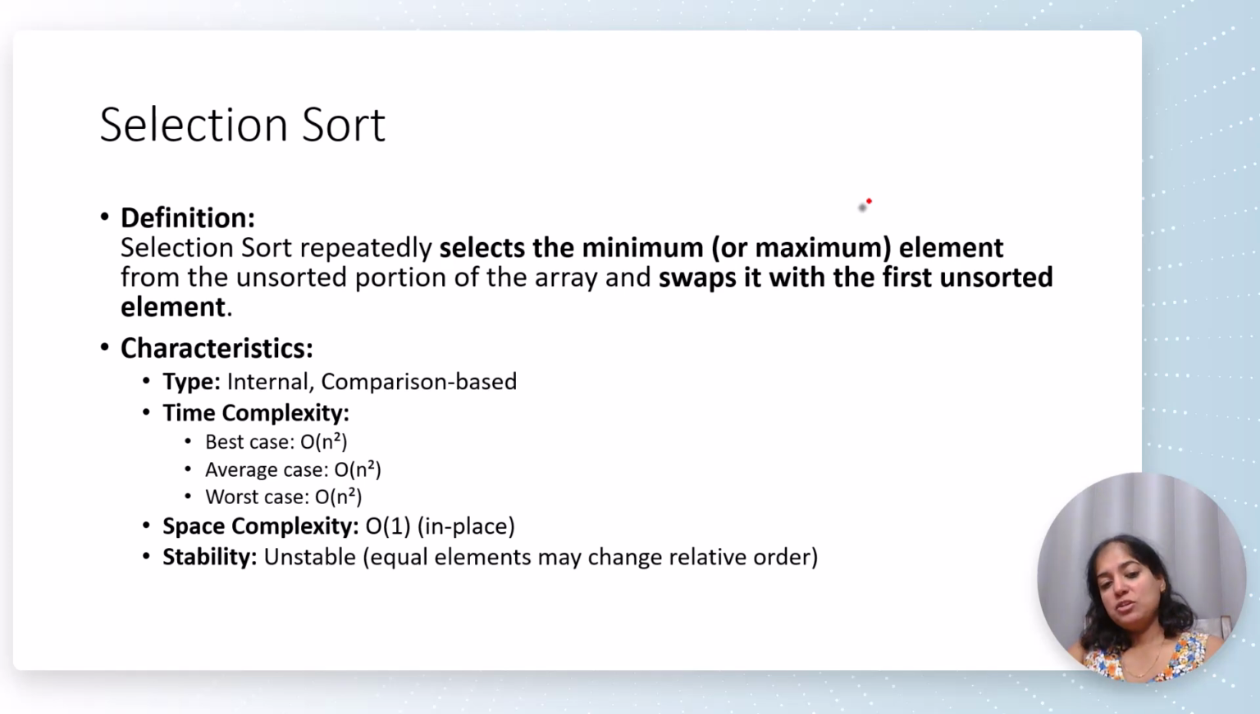Then selection sort. Selection sort is to take the minimum element of the unsorted portion and swap it with the first element of the unsorted portion. I'll let you know how it works basically. So again, it is an internal comparison based sorting. Complexity is n square, n square, n square. Since it is an in-place sorting algorithm, the space complexity is big O of 1. It is unstable. It is not stable because equal elements may change their relative order.